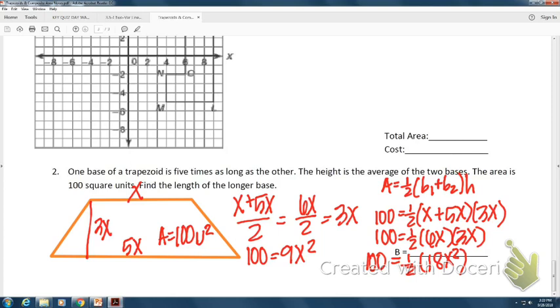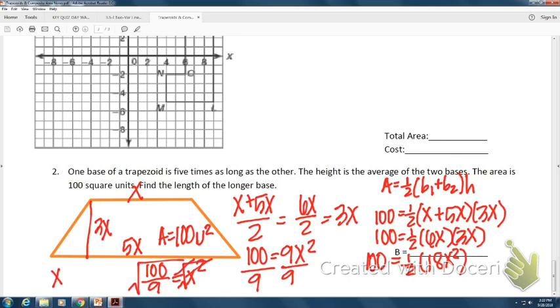Okay, how do I solve this? What do I have to do first? Divide by 9. Okay, so I have 100 over 9 equals x squared. Now what can I do? How do I get x by itself? Take the square root of both sides. Okay, so that cancels that and the square root. So now I just have x.